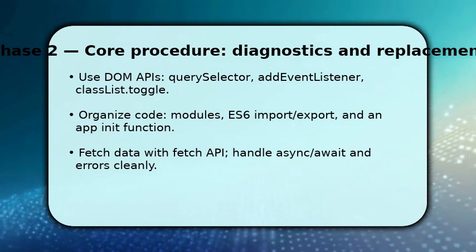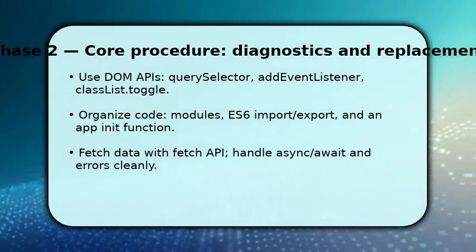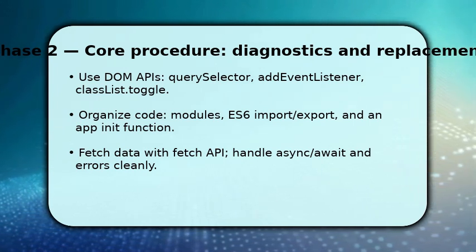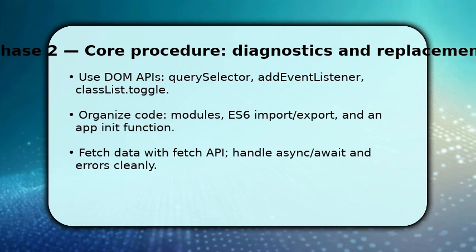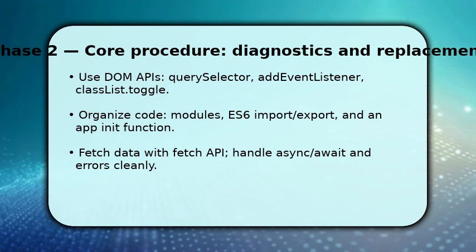Select elements with document.querySelector and attach behaviors using addEventListener. Keep handlers small and pure. Once event wiring works, split logic into ES6 modules and export an init function that bootstraps listeners and state. This improves testing and reuse.